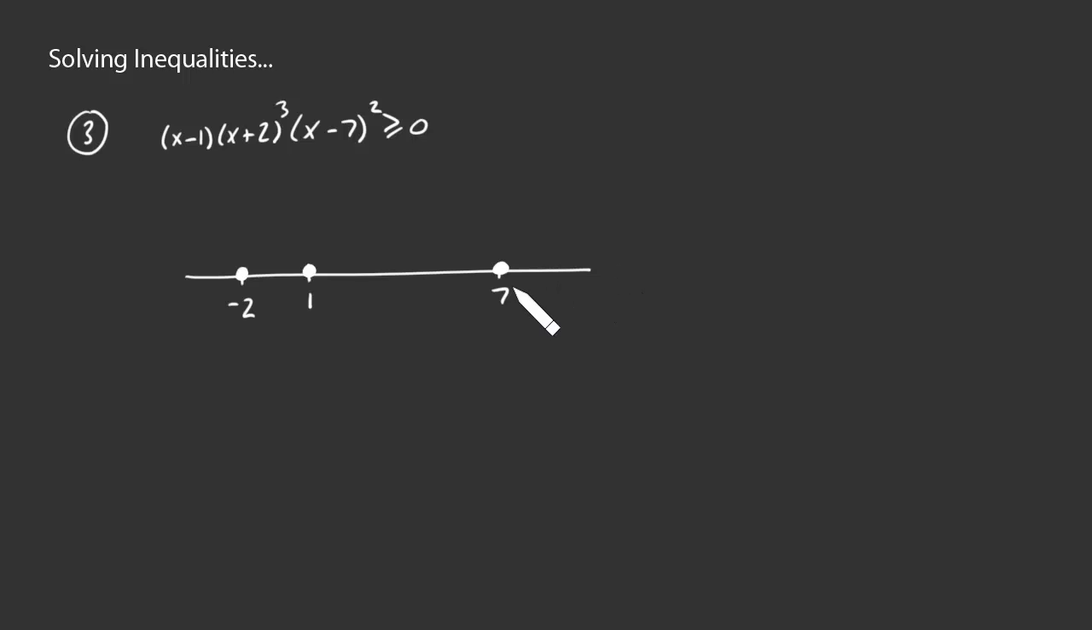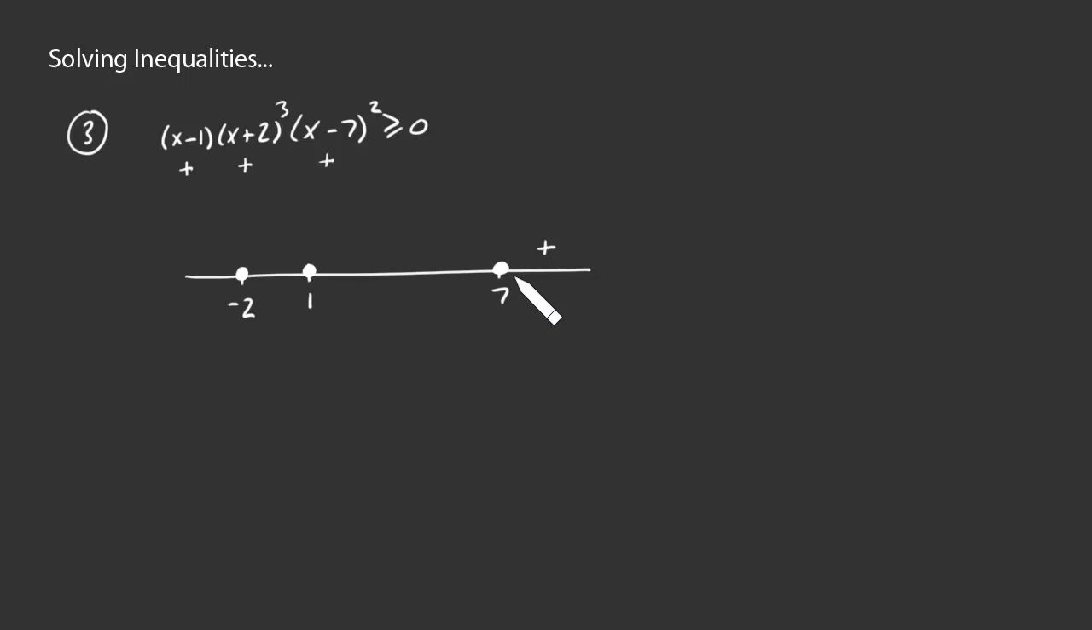If I pick any value that's bigger than 7, let's see, something bigger than 7 minus 1, that's definitely going to be positive. Something bigger than 7 plus 2, well, that's positive as well. Something bigger than 7 minus 7, that's positive as well. Now be careful here. We found the signs of x minus 1, x plus 2, and x minus 7. We didn't account for whether we cubed things or squared things. Of course, if you cube a positive value, it's still positive. And if you square a positive value, it's still positive. So we have the product of 3 positives, which is positive.